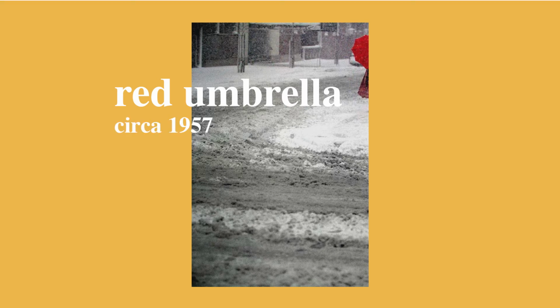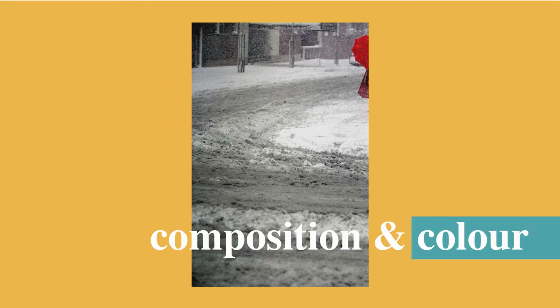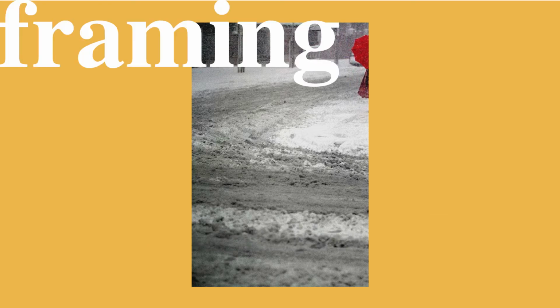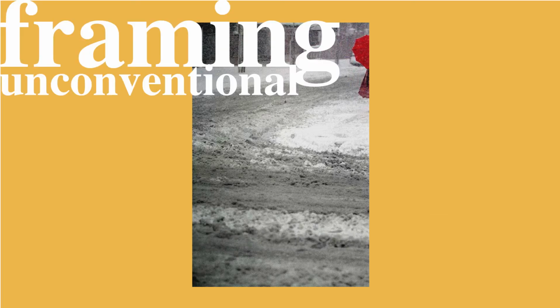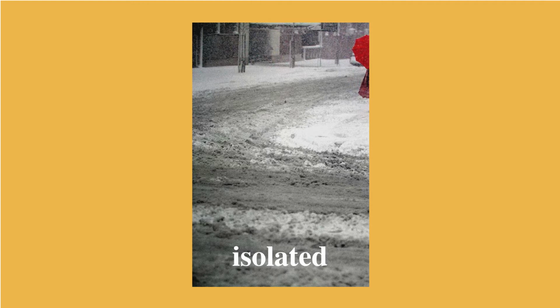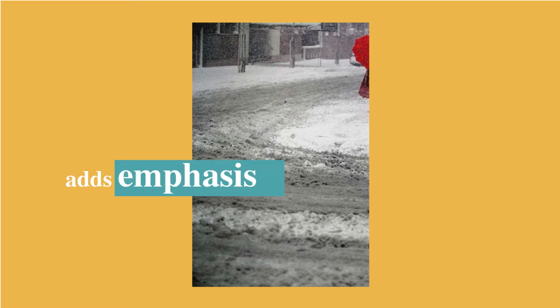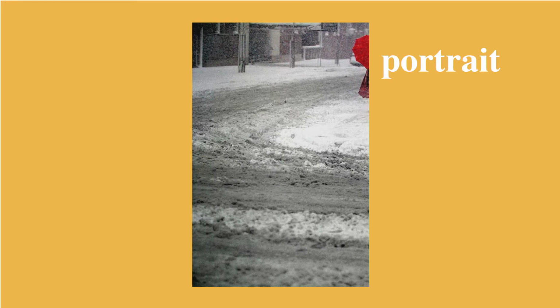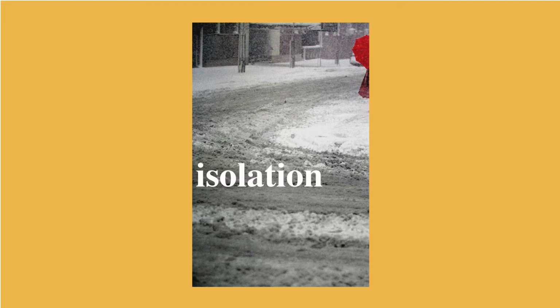I would also like to look at this photo, Red Umbrella, which was taken in 1957, where we once again see how Leiter uses composition and color to his advantage. The framing of this photo is unconventional as the subject is isolated and cut off at the top right corner of the frame, but by doing this, Leiter adds emphasis to the subject. This is still a portrait as the positive space is made up of the person and they are the main focus of the image. The isolation of the subject makes the image more intimate as we are solely focused on the woman with the red umbrella.